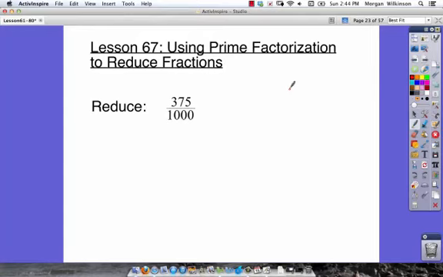Lesson 67 has a title of Using Prime Factorization to Reduce Fractions. So what we want to do in this problem is we want to reduce 375 over 1000. We know we can reduce this because both numbers must be divisible by 5. We could divide both numbers by 5 to get us started with reducing. That's one way to do it. Another way to do it is to use prime factorization.